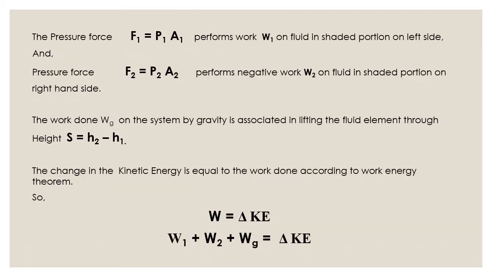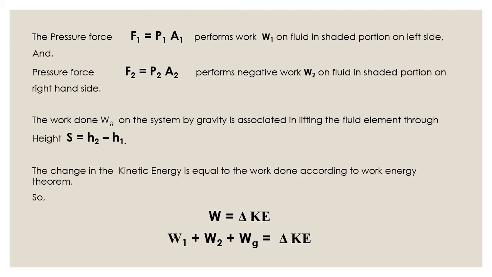The pressure force F1 equal to P1 A1 performs work W1 on the fluid in the shaded portion on the left side, and the pressure force F2 equal to P2 A2 performs negative work W2 on the fluid in the shaded portion on the right hand side. The work done Wg on the system by gravity, associated with lifting the fluid element through the height S, is equal to H2 minus H1.